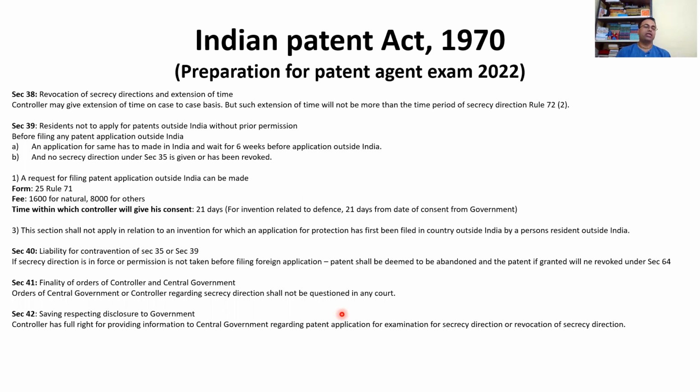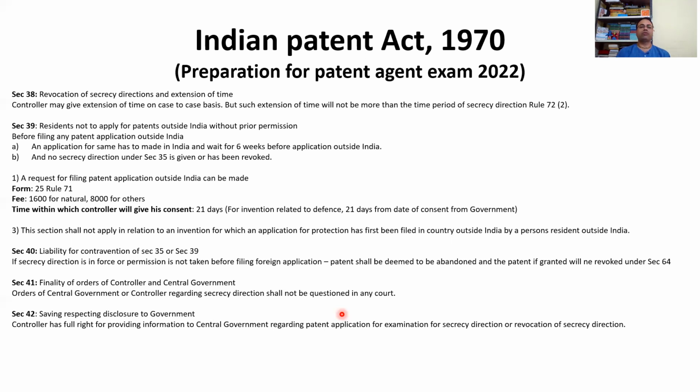And if you want to make an application outside India, then you need to fill Form 25 according to Rule 71, and the fee is 1,600 for natural person or small entity and 8,000 for others, and the time within which the controller will give his consent is 21 days, from the date of consent from the government.